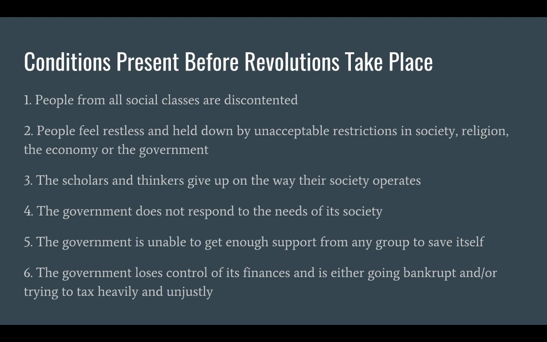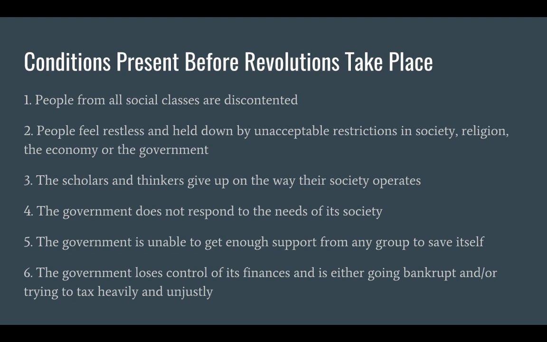Number one, people from all social classes are discontented, which means they're unhappy or there's something that's upsetting them. Number two, people feel restless and held down by unacceptable restrictions. So they feel like they have no freedoms, they're lacking liberty, and that could be in society, religion, the economy, or the government. So it could be any of these four components.